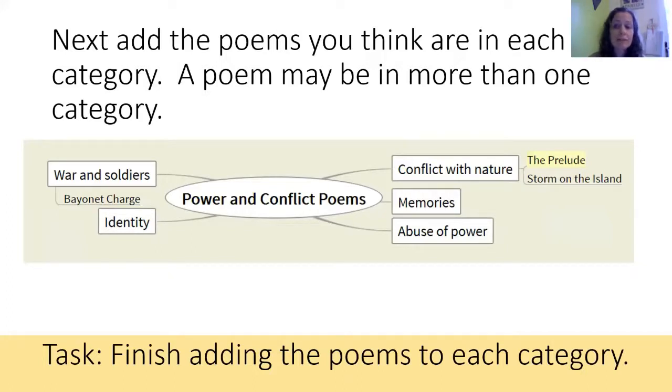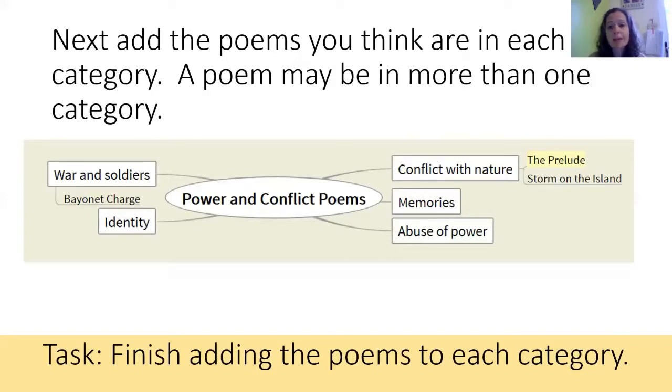For example, Exposure is about war and soldiers because Wilfred Owen was a soldier during World War I. However, if we actually think about the poem, it's not really about his experience of being a soldier and fighting an enemy. It's more about a conflict with nature. That's the thing that's killing them in this poem. So it can also come into the category conflict with nature.